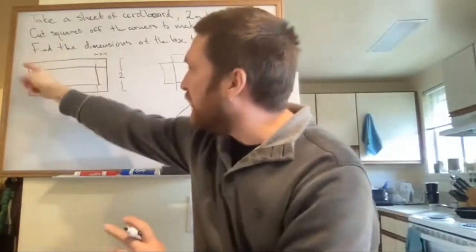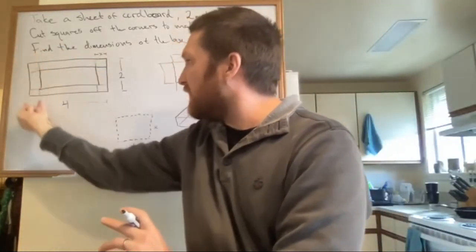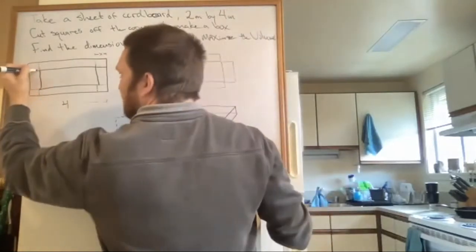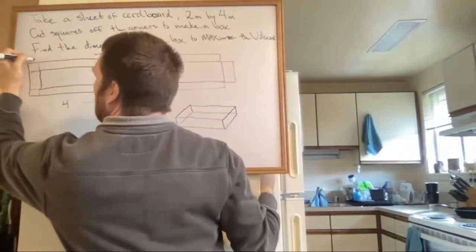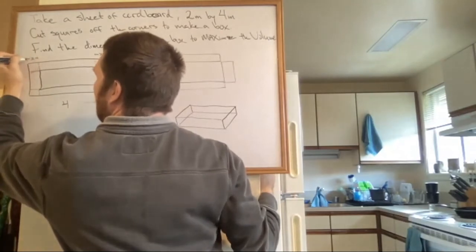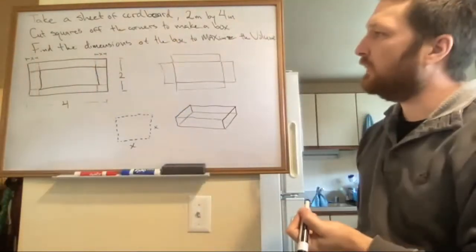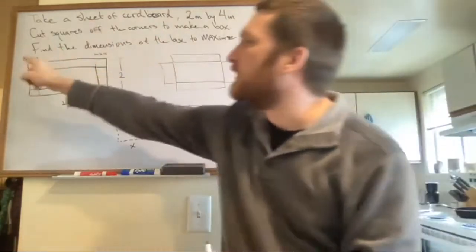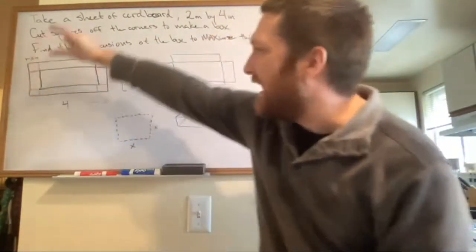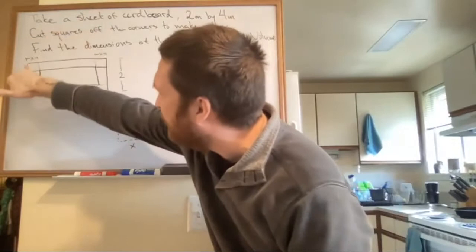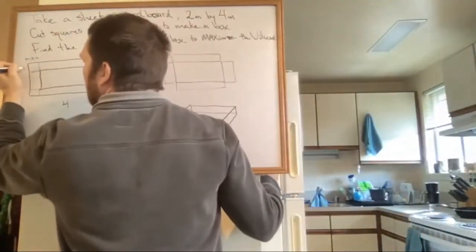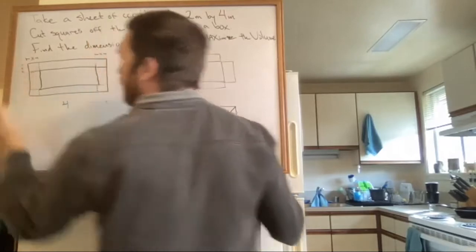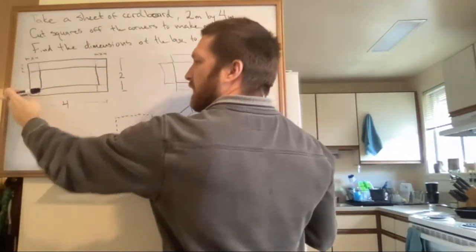I'm going to do that over here too. That length right there is X, because that's the length of the square that I'm cutting off. And so that distance right there to there is X. And let's label over here too. That height right there from there to there is also X. So here we go. X from there to there, and X from there to there.